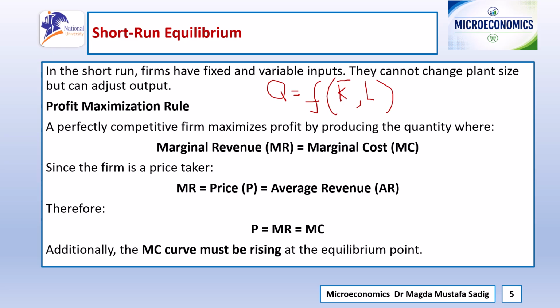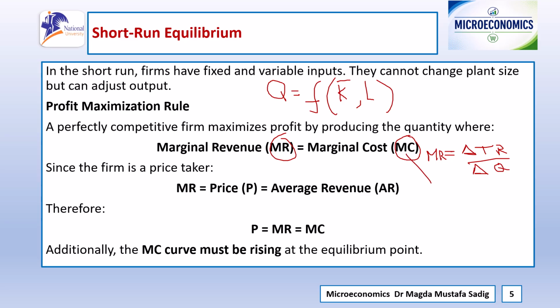Every business wants to maximize profit. Economists tell us that profit is maximized when marginal revenue equals marginal cost. At this point, profit is maximized. And what is marginal revenue? It's the change in total revenue divided by the change in output, the change in total product.